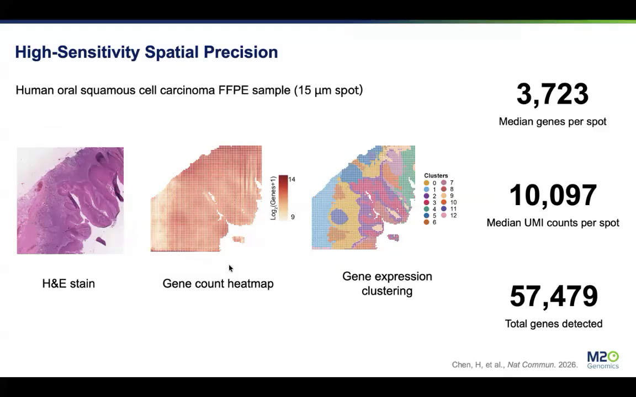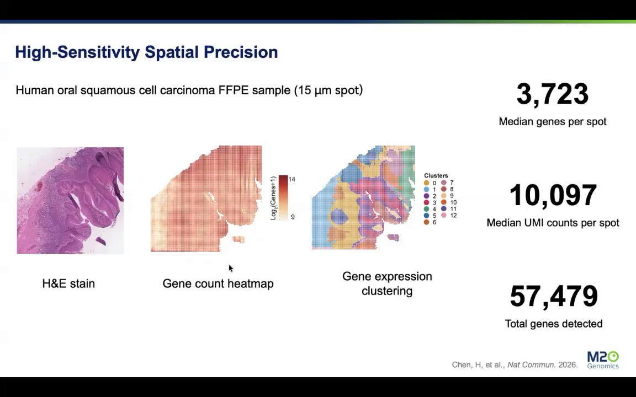It's important to note that this was a high-quality sample sequenced at a much higher depth than our standard workflow. So these values represent an upper range of our performance scenario. Under standard sequencing depth, we typically observe more than 1,000 median genes per spot at 15-micron resolution, which is still very strong transcript detection. Across the entire tissue section, we detected more than 57,000 genes in total.